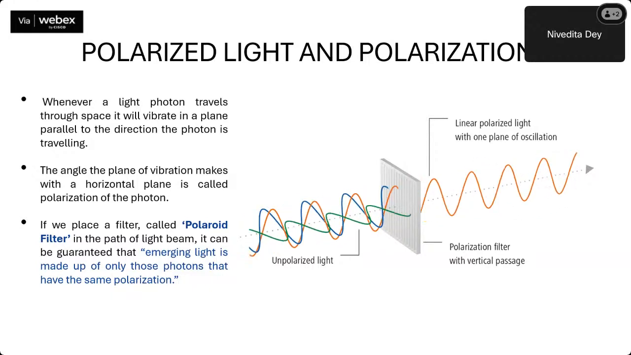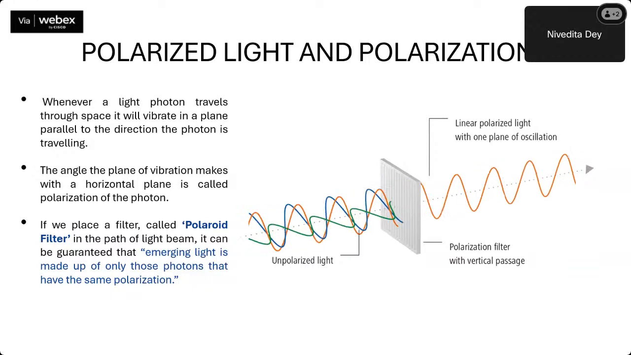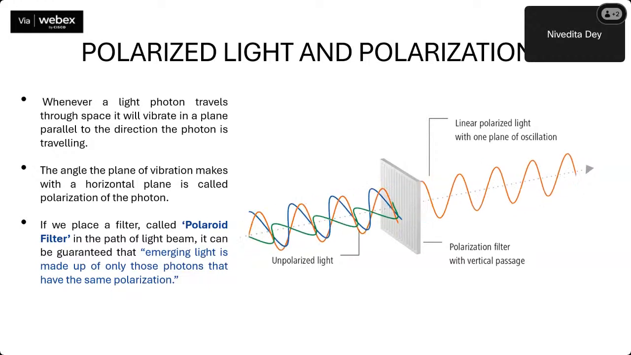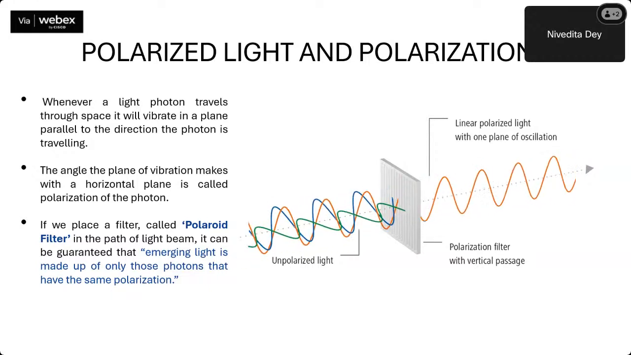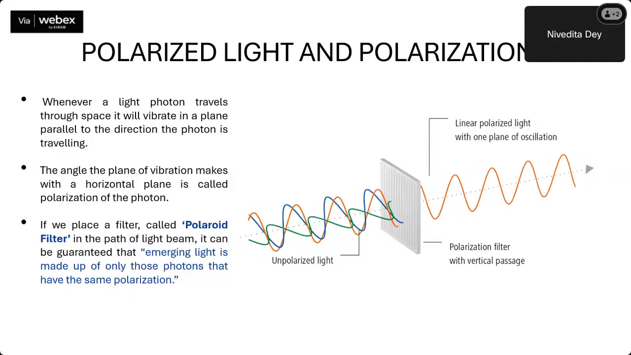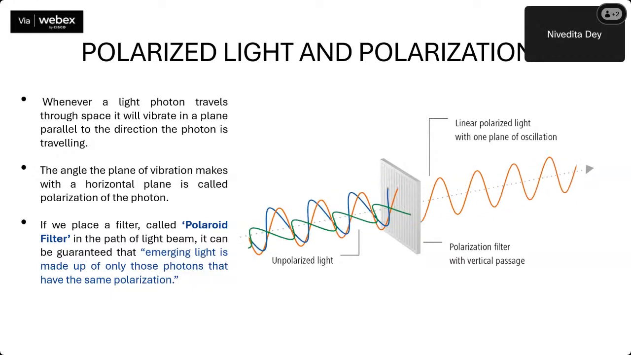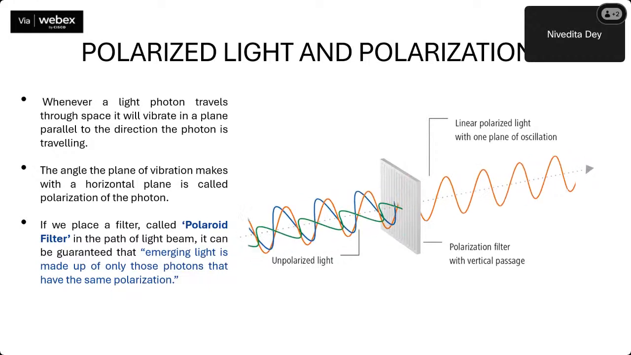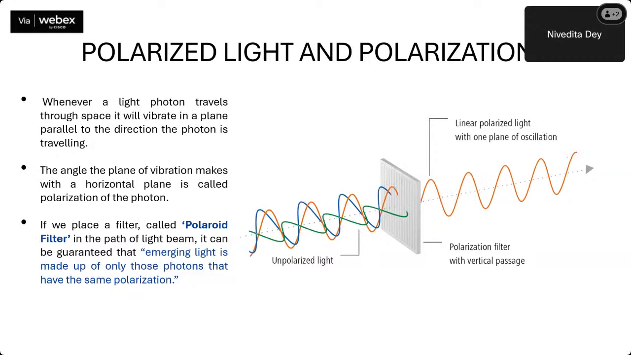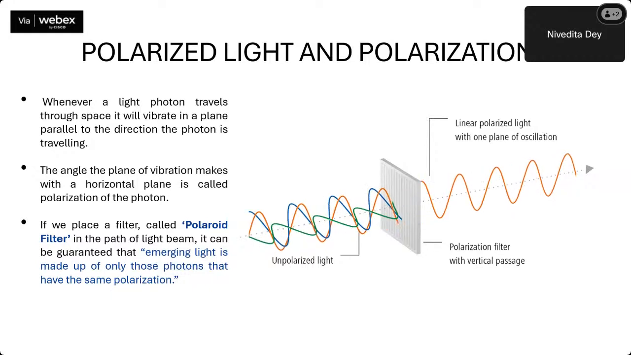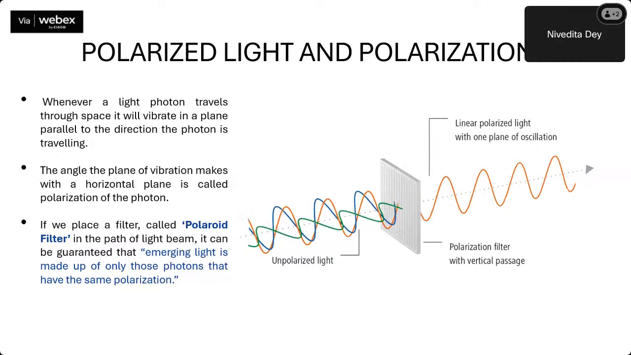Okay. Now, if we place a filter called a Polaroid filter in the path of the light beam, it can be guaranteed that the emerging light is made up of only those photons that have the same polarization. Why? Because others will not be able to pass through the polarizer. Definitely, that means something which is already in sync, already in phase, will be able to pass, like we can guarantee that some sort of light beam will be passing through the filter.